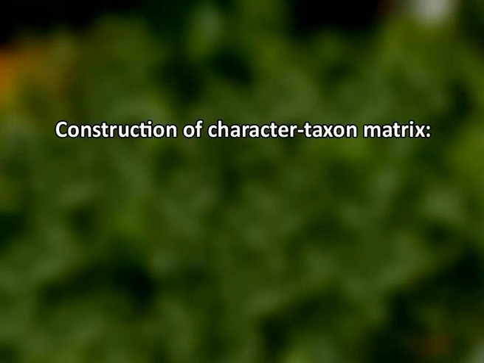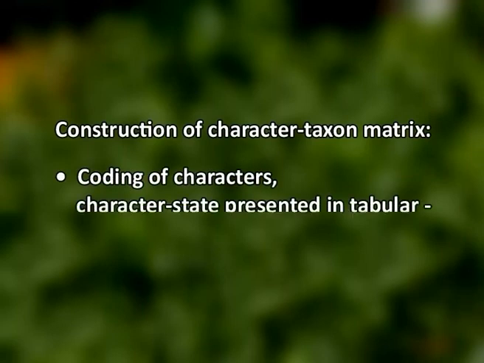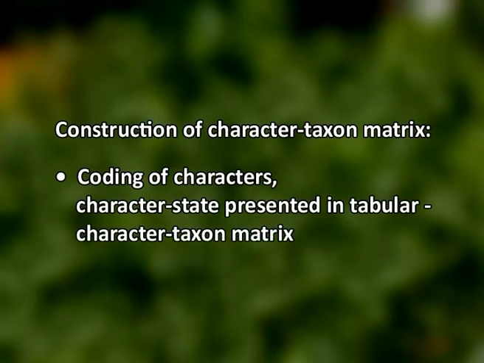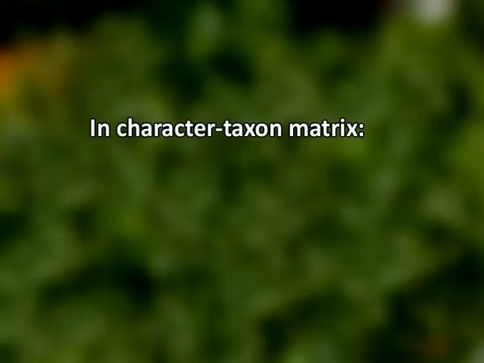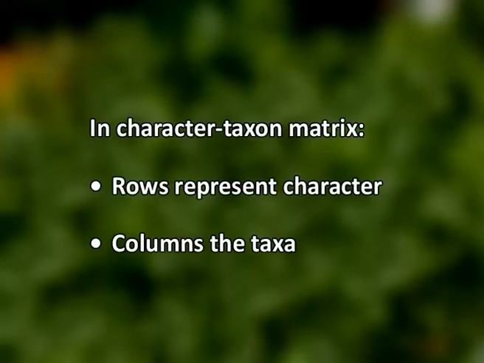Number third is the construction of a character taxon matrix. The coding of characters and character state is presented in a tabular form, which is known as a character taxon matrix. In a character taxon matrix, rows represent the character and columns the taxa.